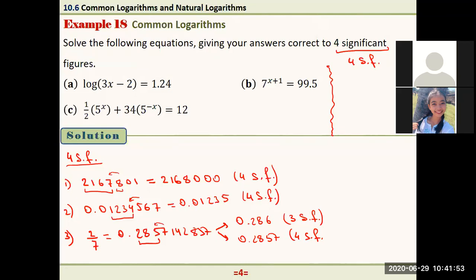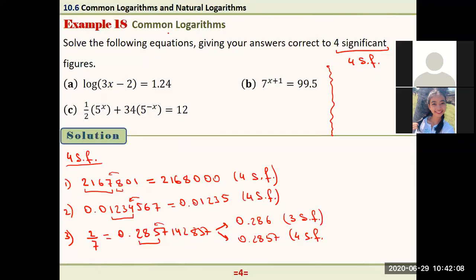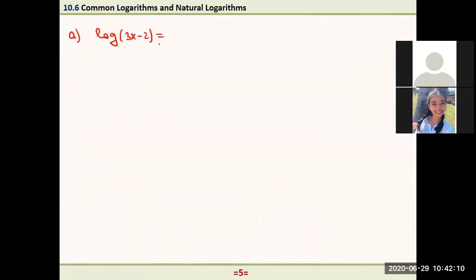by significant figures. The first one is logarithm of 3x minus 2 equals 1.24. So here we have question A, logarithm of 3x minus 2 equals 1.24. So we have to solve this equation. And you know the idea, right?